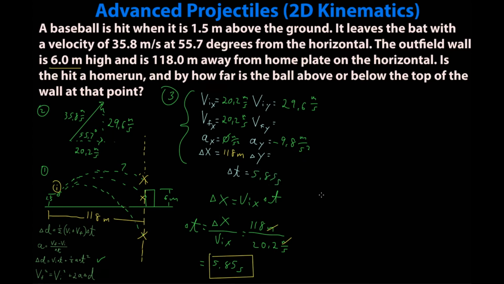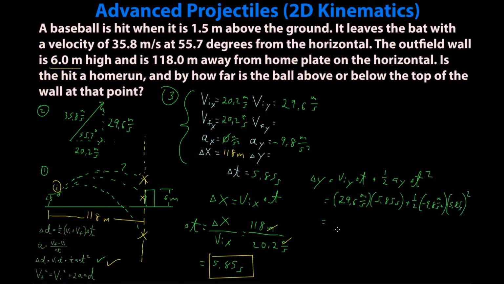Take that, put it in my table. 5.85 seconds. I want to know how high the ball is at this point. Can I do it in one shot? Yes, I can, because I can use this third kinematic equation again, this time on the y-axis. Delta y is Viy times time plus 1/2 ay delta t squared, is 29.6 meters a second times 5.85 seconds plus 1/2 times negative 9.8 meters a second squared times 5.85 seconds, this is squared, gives me 173.16 meters minus 167.7 meters gives me 5.47 meters. So delta y is 5.47 meters.